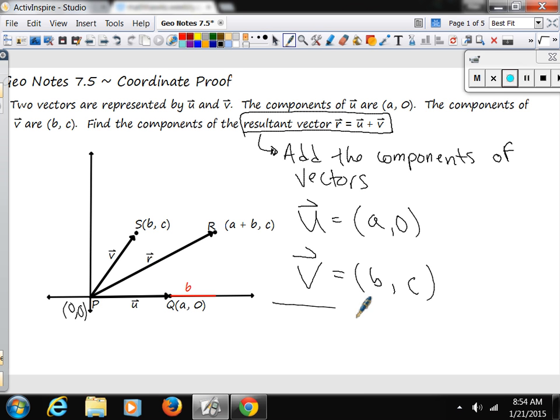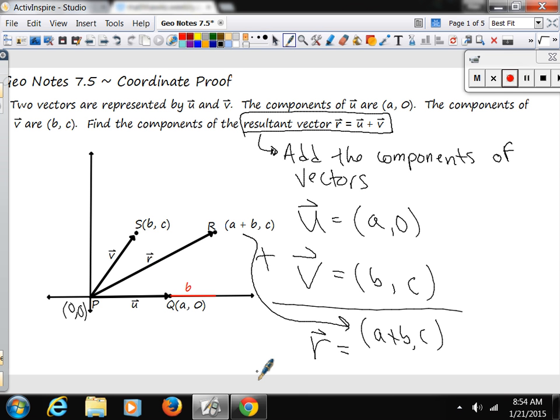If I was to put a line under here and add these two vectors together, what do you get when you add your x components together? A plus B. What do you get when you add 0 plus C together? You get C. That's where we get this resultant vector from. This is vector R. It's the result of the two vectors when you combine them, when you add them together. That's your result.